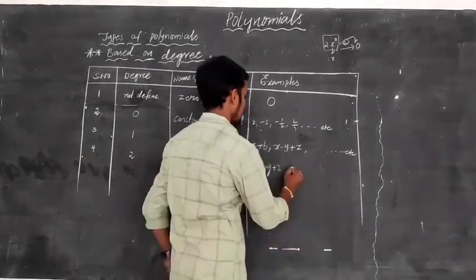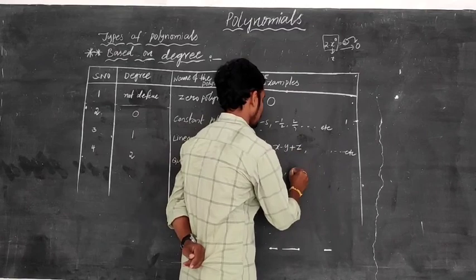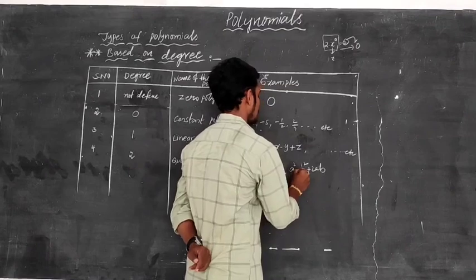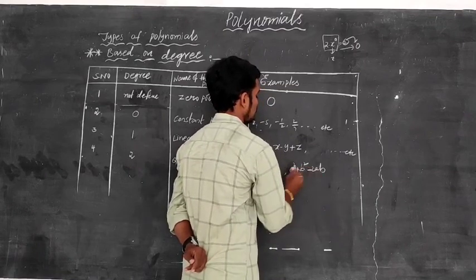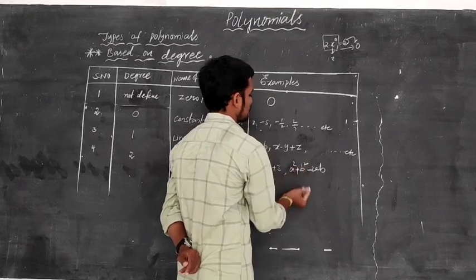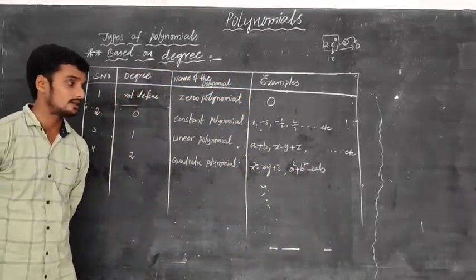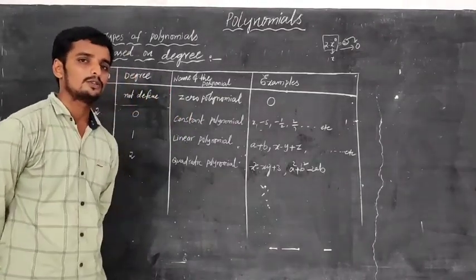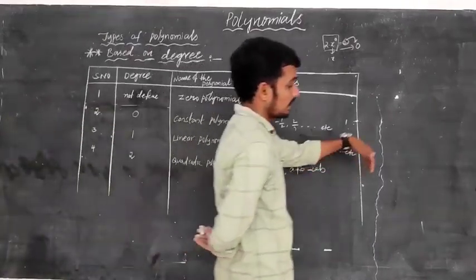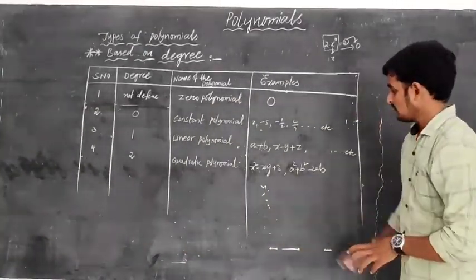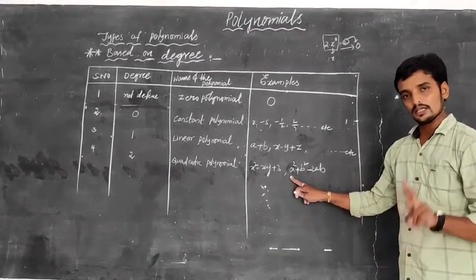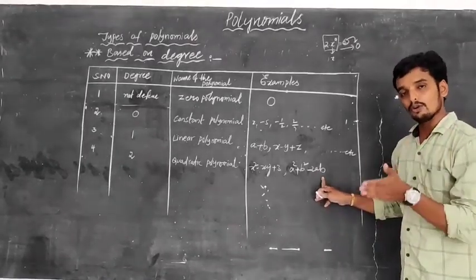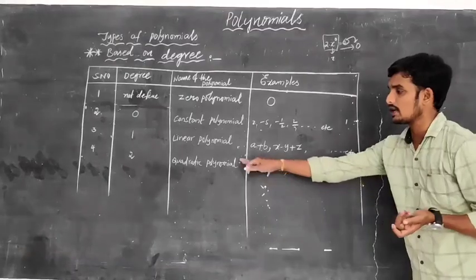So I am writing one more example here. Simply, a square plus b square minus 2ab. This is the formula for a minus b whole square. We will discuss that. It has 3 terms. This is also a trinomial. So if you want to find the degree of a trinomial, we can find the degree of each monomial. The degree of a square is 2. The degree of b square is 2. The degree of 2ab is 2. 2, 2, 2. What is the greatest number? 2 is the greatest number. So this is also a quadratic polynomial.